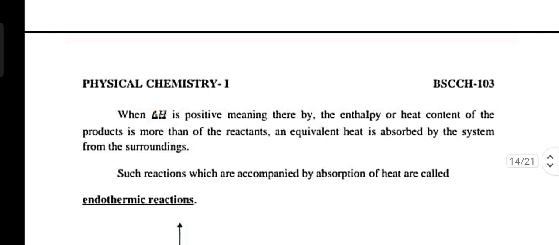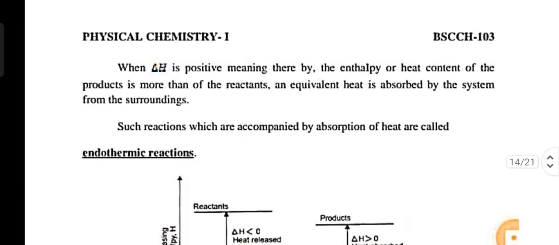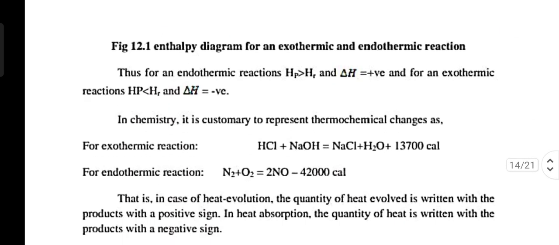Where ΔH is positive, it means that the enthalpy or heat content of the product is more than that of the reactant, and equivalent heat is absorbed by the system from the surroundings. Such reactions which are accompanied by absorption of heat are called endothermic reactions. Thus, for an endothermic reaction, Hp is greater than Hr and ΔH is positive, and for an exothermic reaction, Hp is less than Hr and ΔH is negative.